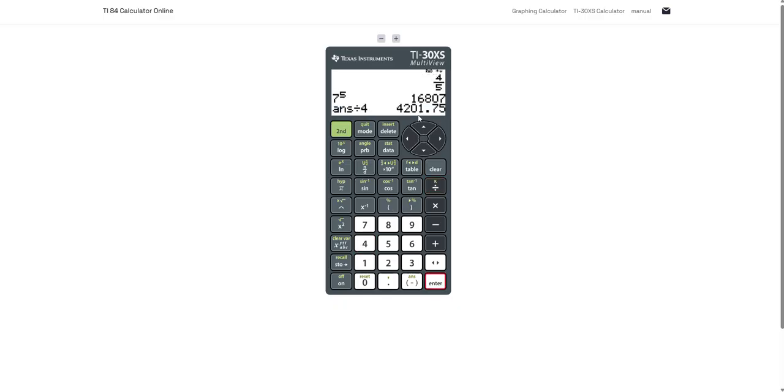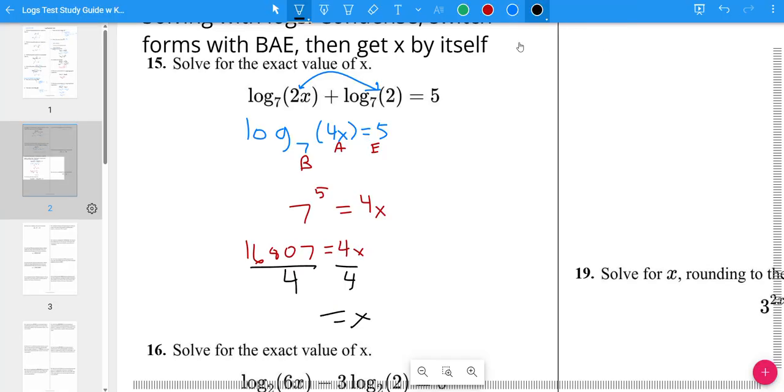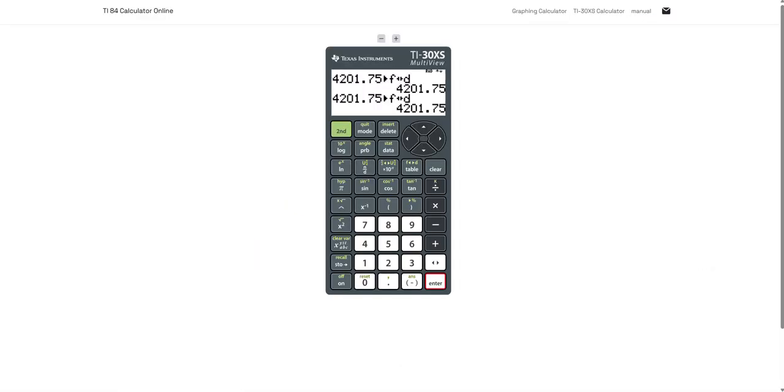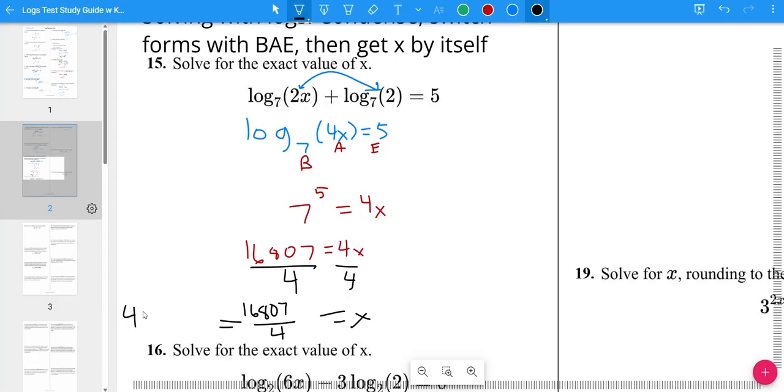And you could leave it as a decimal because this one terminates. It doesn't go on forever. But I always prefer a fraction. You can see it's not even going to switch on your calculator because it's such a big number. This is my answer right here: 16,807 over 4. Or you could put the decimal, either one on this one. But I just don't want you to get in a bad habit of doing that. Okay.